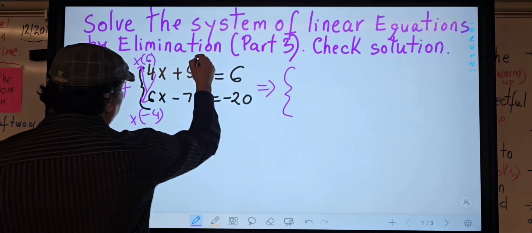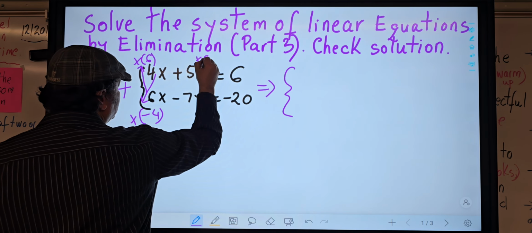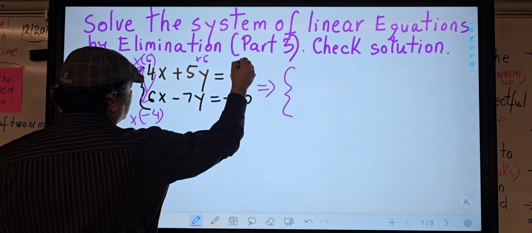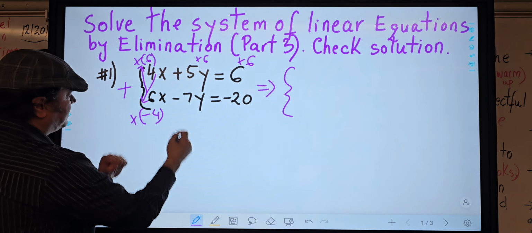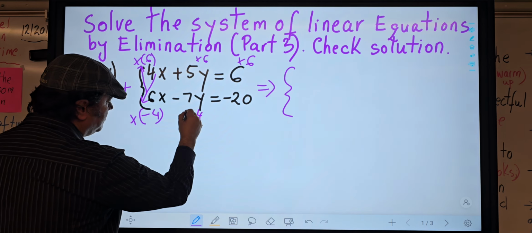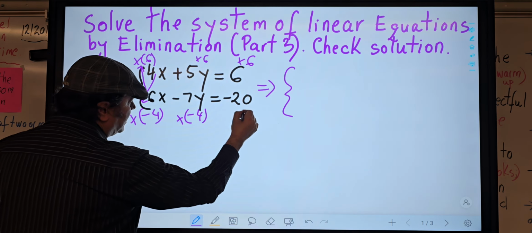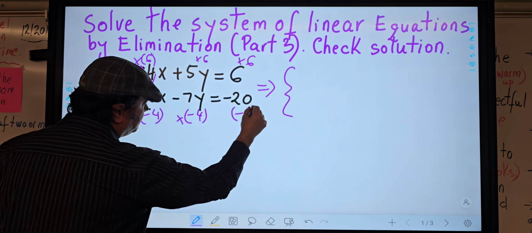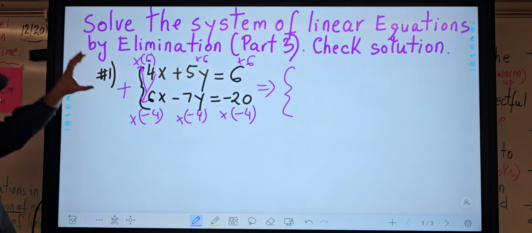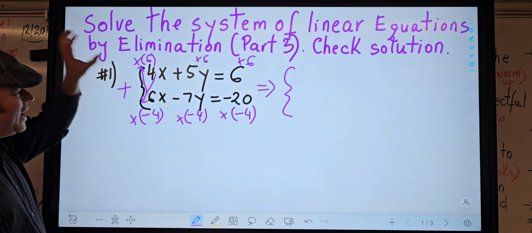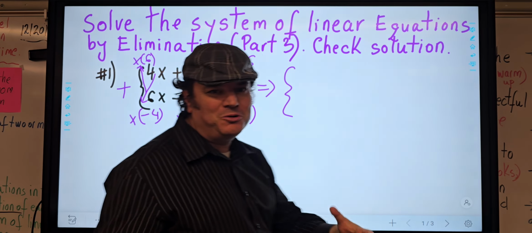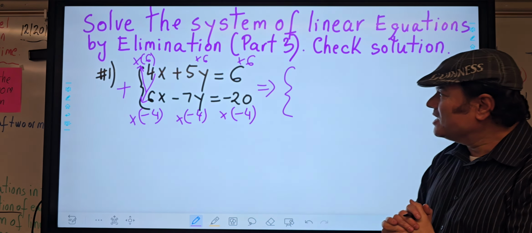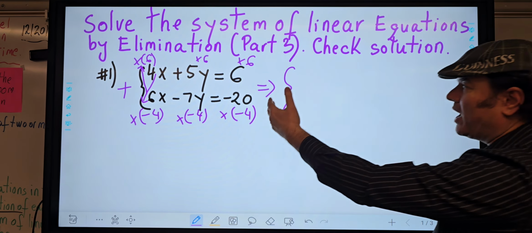So let's multiply also 5y by 6, and 6 times 6. And on the bottom we multiply negative 7 times negative 4, and negative 20 times negative 4. Remember, in math, whatever we do to one term, we have to do to all the terms in the equation in order for us to keep it fair, right? So let's continue. Let's multiply.